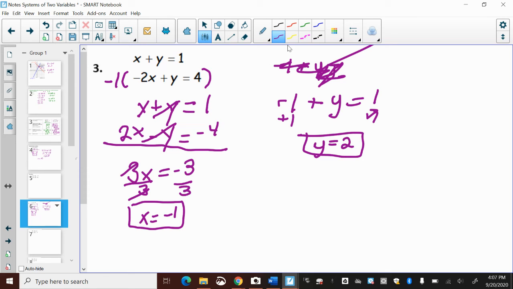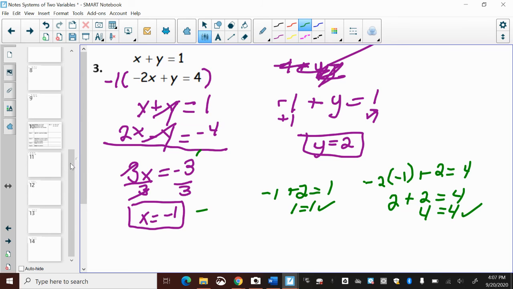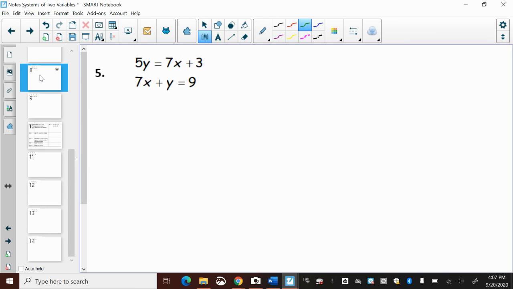And again, if you wanted to ensure that you got your answer correct, you can check in both. Let's say we check the top problem. We'd say negative 1 plus 2. Does that equal 1? And yes, it does. So that one checks. On the second equation, negative 2 minus 1 plus 2, does that equal 4? A negative times a negative becomes a positive 2. And we do wind up with 4 is equal to 4. So you can check yourself. There's really no reason for any of these problems to be incorrect.